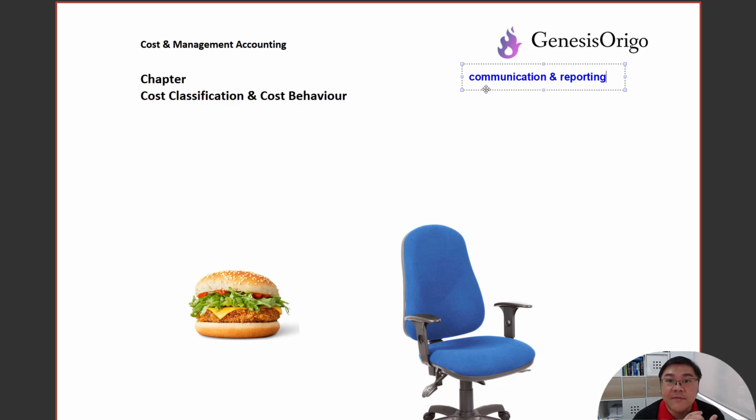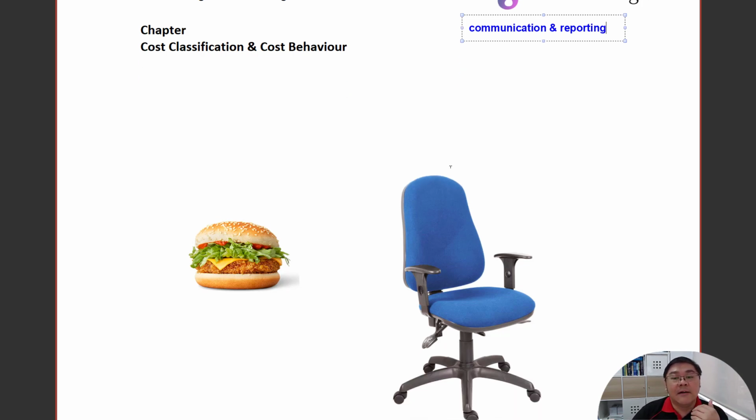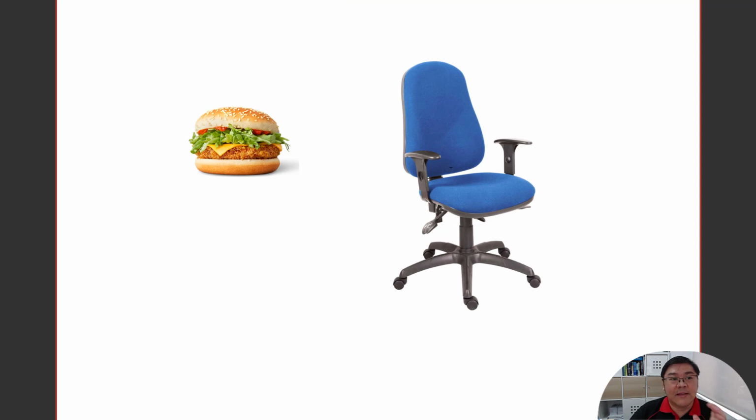Now, because this is a very basic level that we're going to begin with before we actually dive very deep, let us start with something quite straight to the point, quite simple. Let's just look at these two products that I put on the screen for you. One obviously is a burger. The other one is a chair. It's an office chair. Now, let me ask you a question.